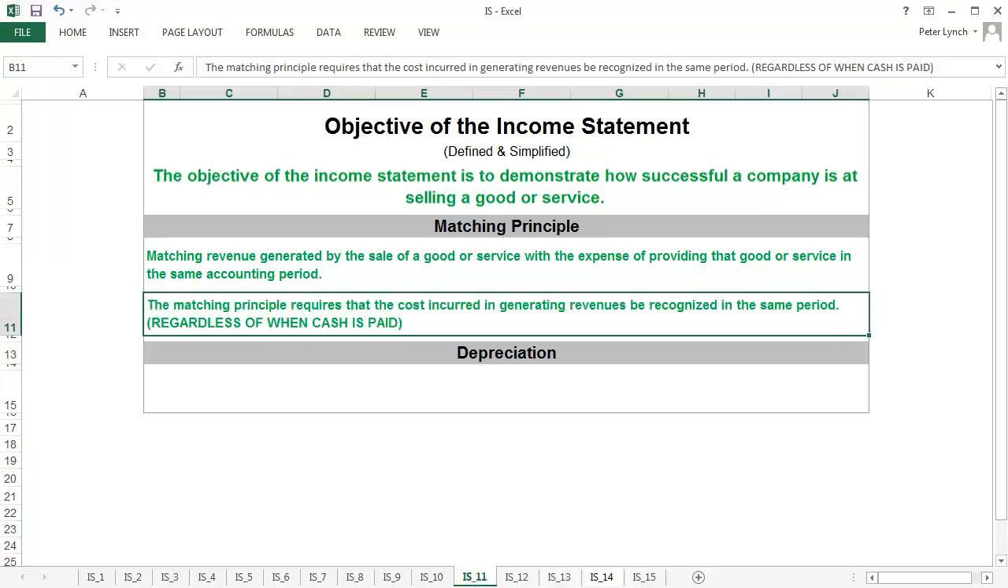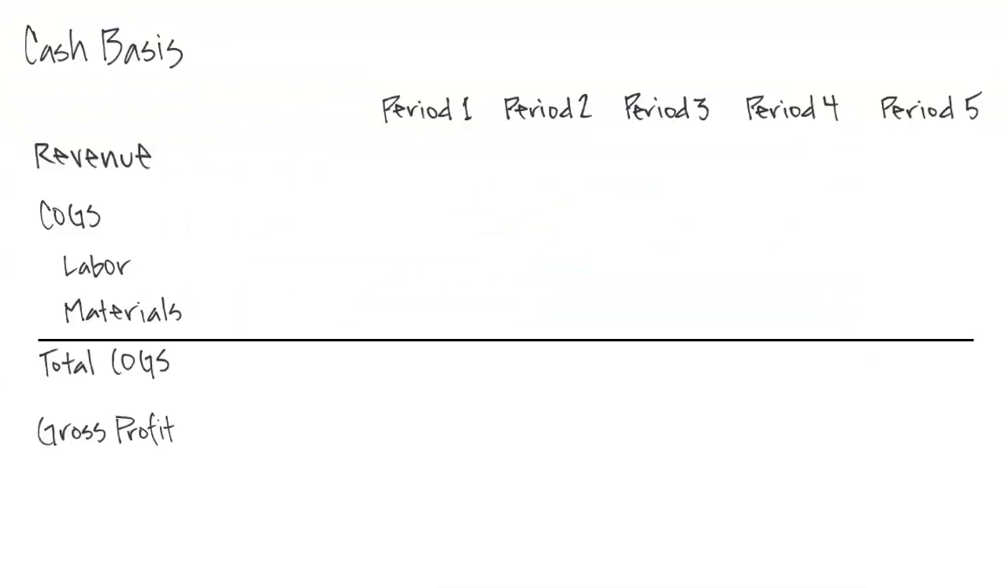Reworded slightly, the matching principle requires that the costs incurred in generating revenues be recognized in the same period. And it should be emphasized that this is regardless of when cash is paid. To make this point a little clearer, let's look at an income statement on a cash basis, which is to say that revenue and expenses are recorded when cash is received or paid out.